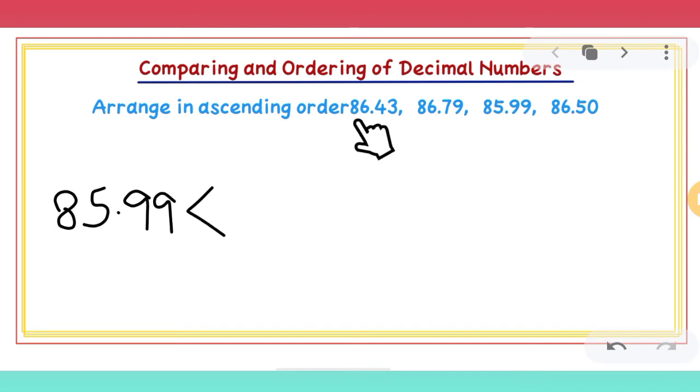Now the second number: in the remaining three numbers, every number has the whole part as 86. So now we will go to the next place, that is the place after the decimal. So in this we have 0.4, here it is 0.7 and here it is 0.5. So among 4, 7 and 5 the smallest is 4. So the next smallest number will be 86.43.